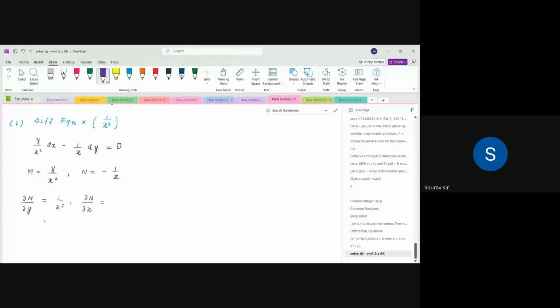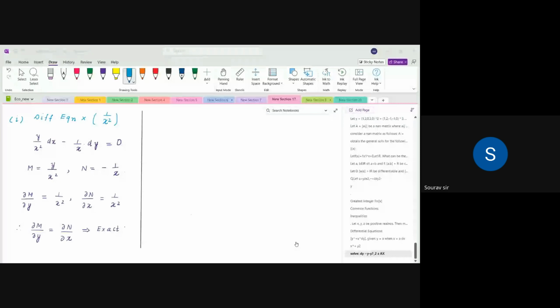And your del N by del x? 1 by x square. So what are we seeing? That in this case, your del M by del y is equal to del N by del x. So that means if you multiply the differential equation with 1 by x squared, it is becoming exact, right?